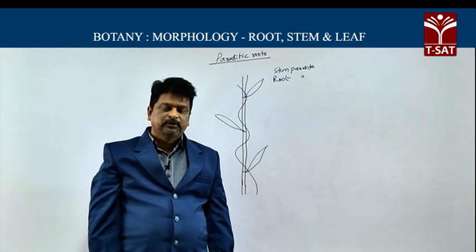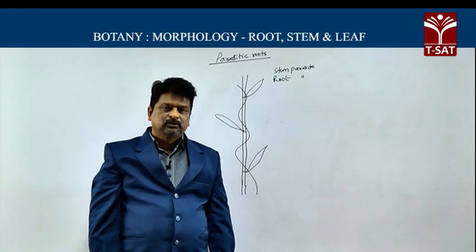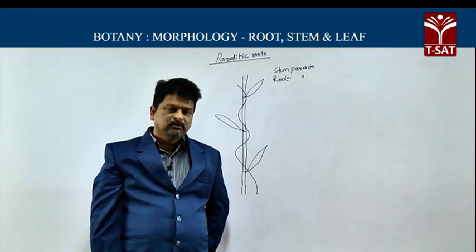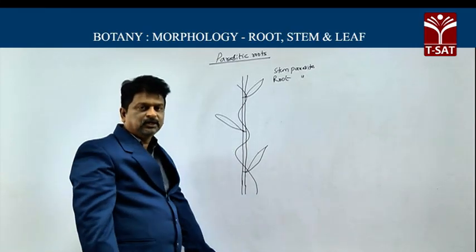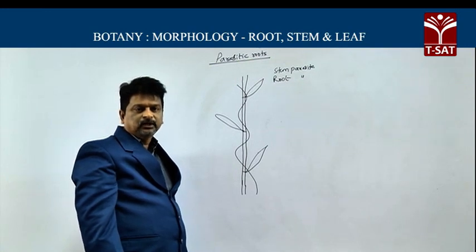Phloem helps in conduction of food. In a complete parasite, the parasitic root or haustoria is connected with both xylem and phloem; it absorbs food from phloem, and water and minerals from xylem. In a partial parasite, haustoria are connected with only host xylem and it absorbs water and minerals from xylem.